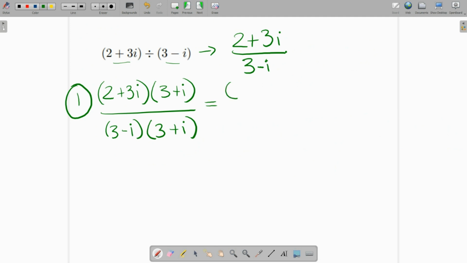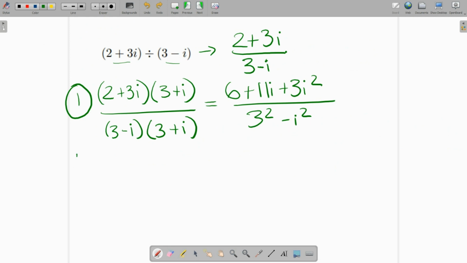I think it would be 6 plus 11i plus 3i, 3i squared, yeah. And then all this over 3 squared minus i squared. And if we learned, i squared is basically -1, isn't it? So -1 times, well, this is -1 right here, times a negative right there. That would just give us +1.